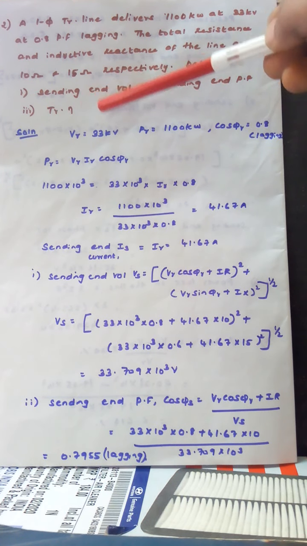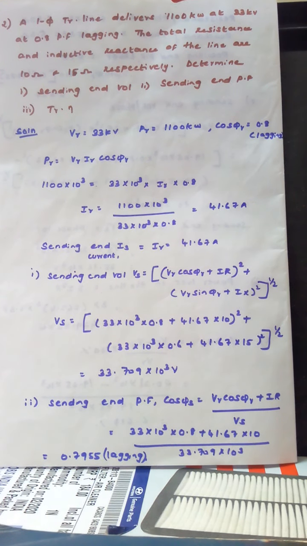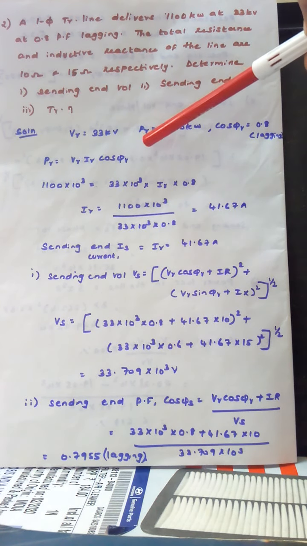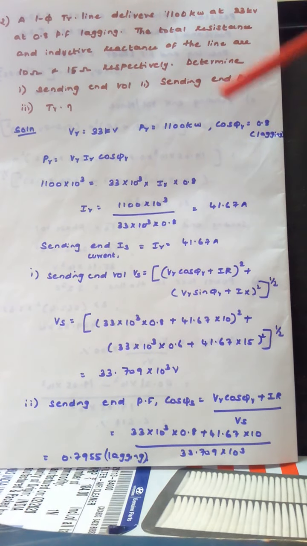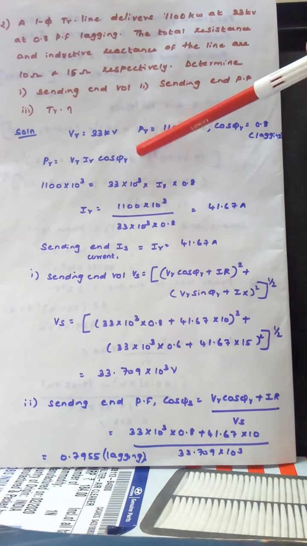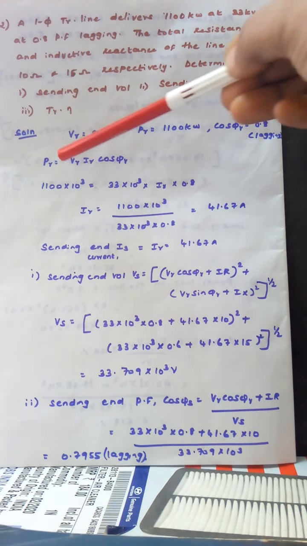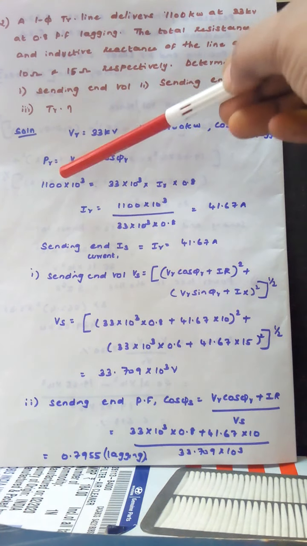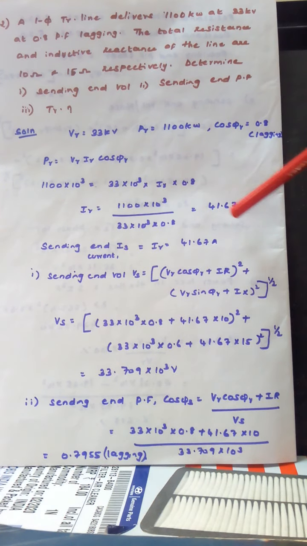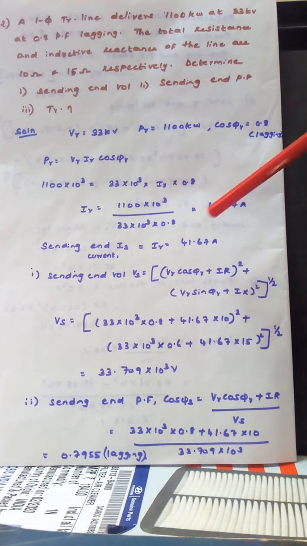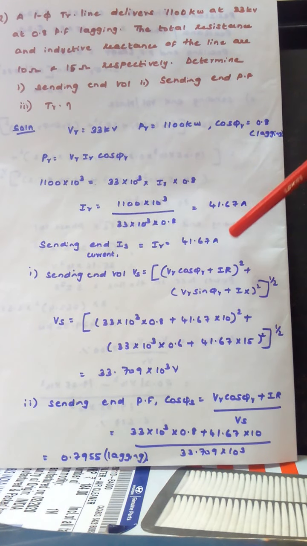So here they have given Vr as 33 kV, which delivers the power PR, the receiving end power, they have given as 1100 kilowatt, and cos φr they have given as 0.8 lagging. So here we know the receiving end power is nothing but Vr Ir cos φr. We know the PR value, the Vr value and cos φr. From this we can find out Ir. So we are getting 41.67 amps. So here Ir will be equal to Is, that will be equal to I, so it is 41.67 amps.